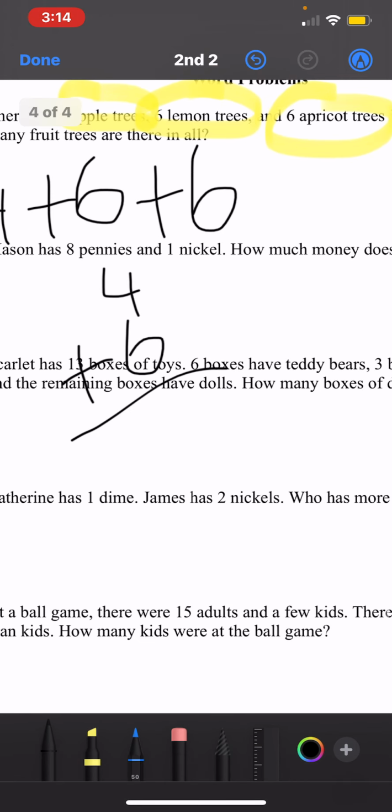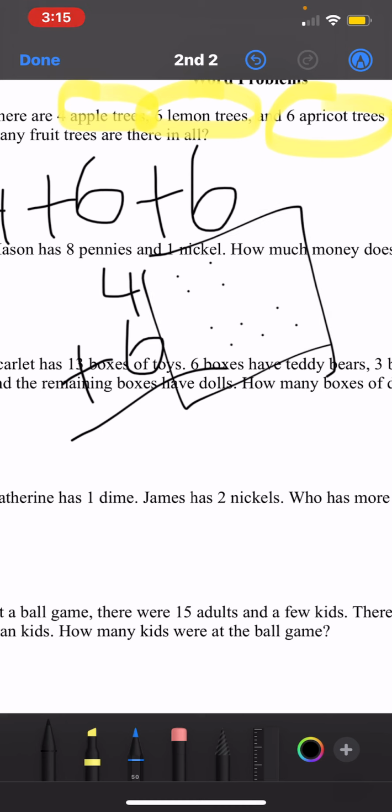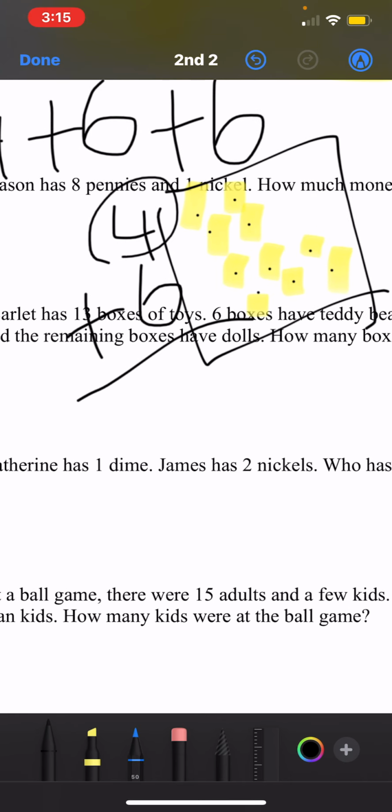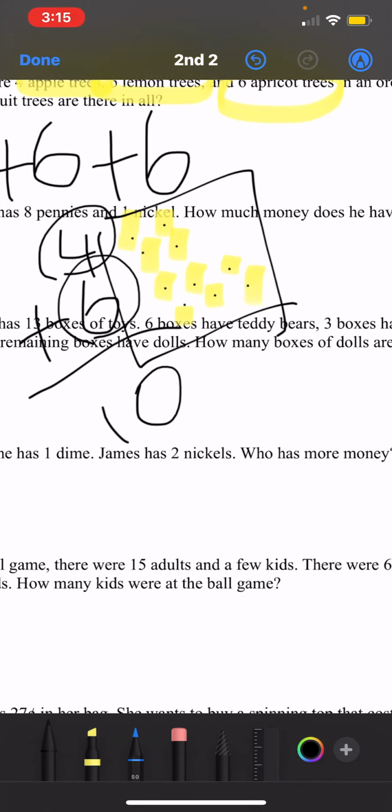Let's make our dots. So 1, 2, 3, 4, and 1, 2, 3, 4, 5, 6. Let's combine those dots and see how many dots we have in the box. 1, 2, 3, 4, 5, 6, 7, 8, 9, 10. We have 10 dots in the box, so that tells us that 4 plus 6 equals 10. Okay.